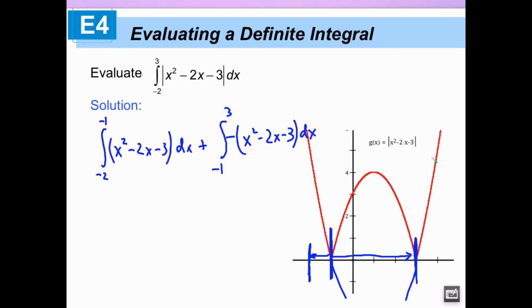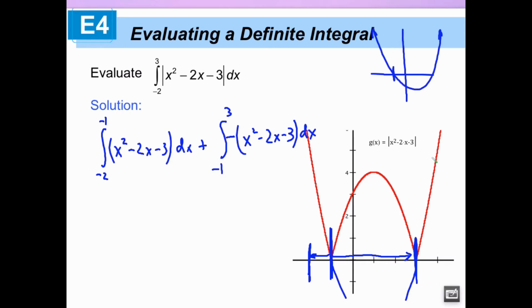Explain that again. Because that is flipped upside down from the original equation, we just put a negative in front of the entire equation. Does that make sense? Yeah. The original function, just the parabola, looks something like this.